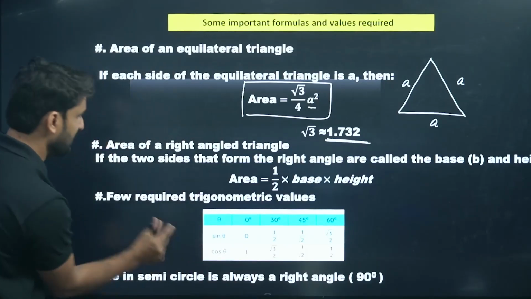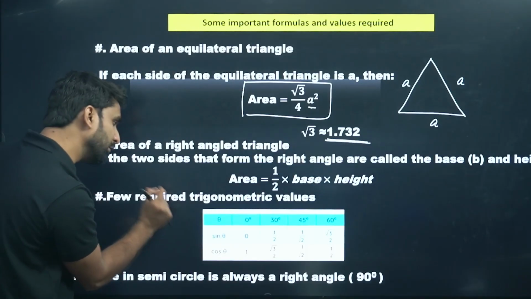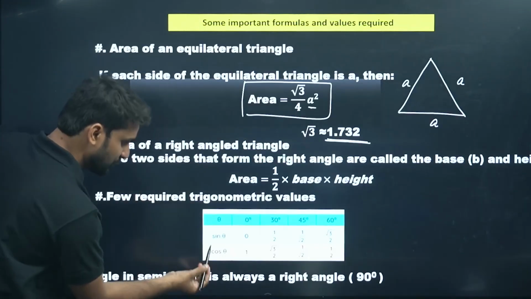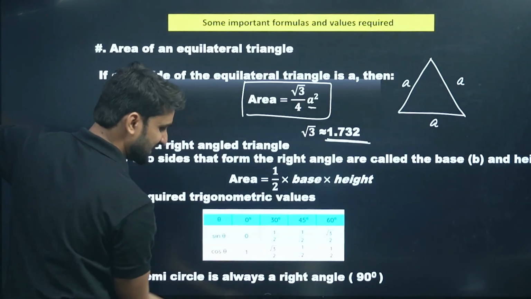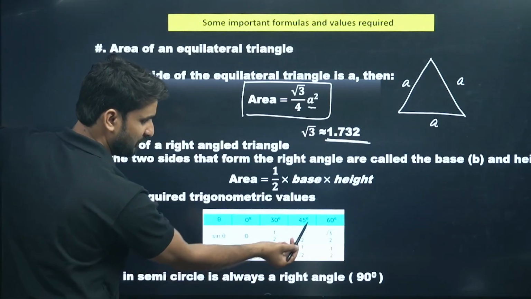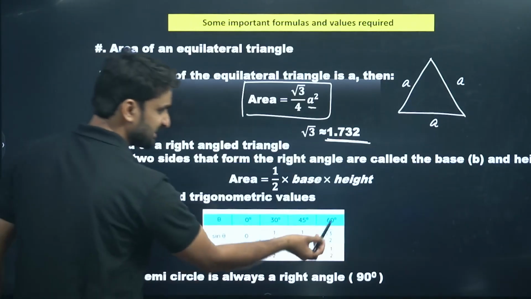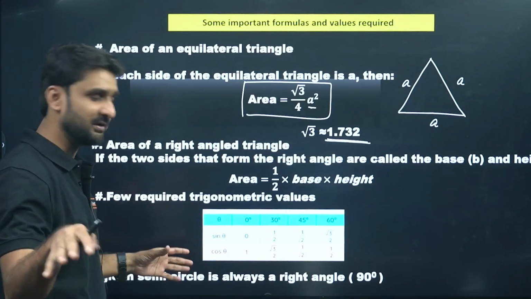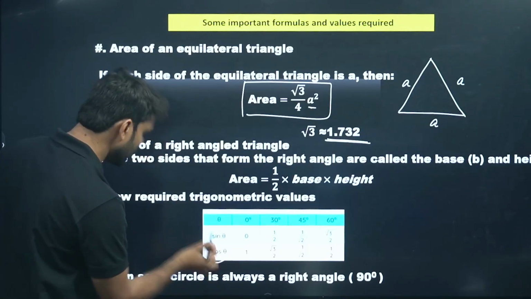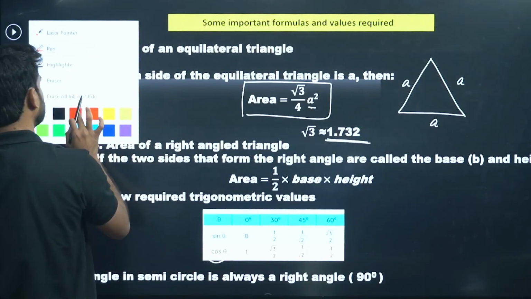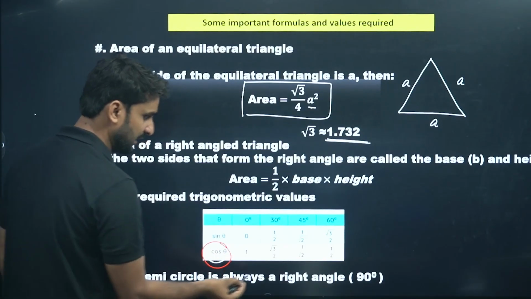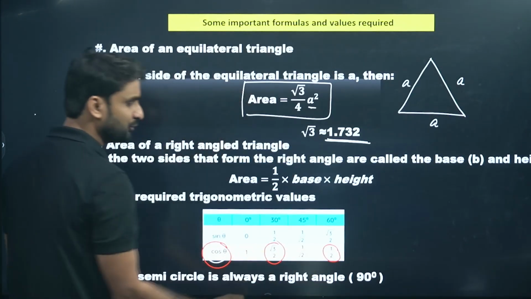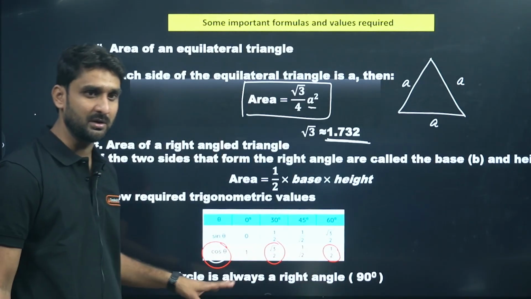And an important thing is you will require a few trigonometric values also, basically of sine and cos, right? Sine 0 is 0, sine 30 is 1 by 2, sine 45 is 1 by root 2, and sine 60. As per my experience, I have found in so many questions that you will require the value of cos frequently, right? The value of cos 60 and the value of cos 30. So these trigonometry values are very important in this chapter.